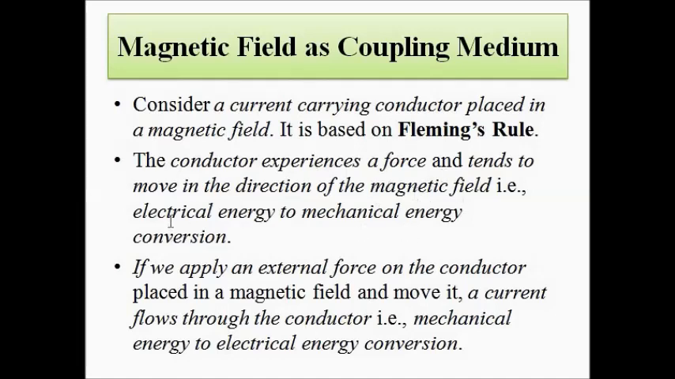In the first case, electrical energy is converted into mechanical energy: the current carrying conductor placed in a magnetic field experiences a force and moves, so the electrical quantity, current, is converted into mechanical movement. But here we are applying an external force on a conductor placed in the magnetic field. This external force is the mechanical energy, and the current which flows through the conductor because of Fleming's rule is the electrical output that we get. So this is the mechanical energy into electrical energy conversion principle. Now, the direction of the flow of current, the direction of the magnetic flux, and the direction of rotation are given by Fleming's rule.